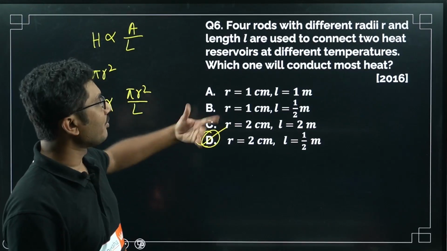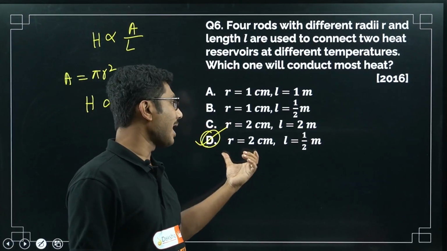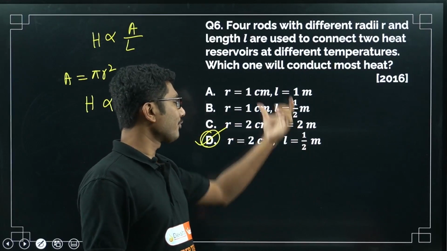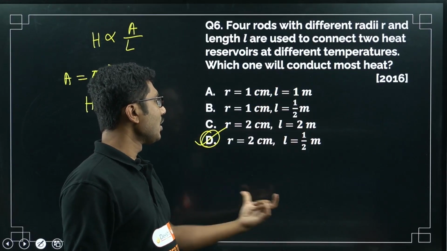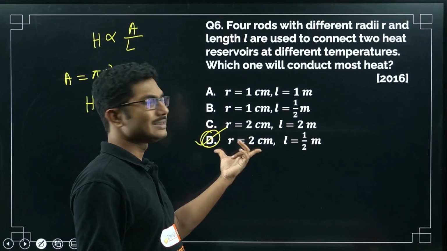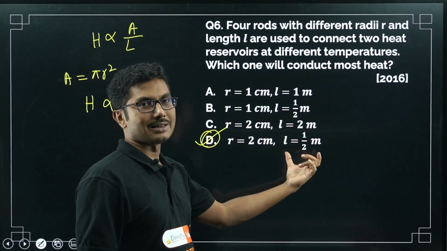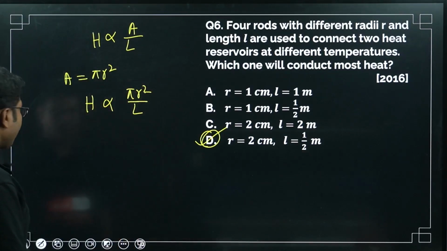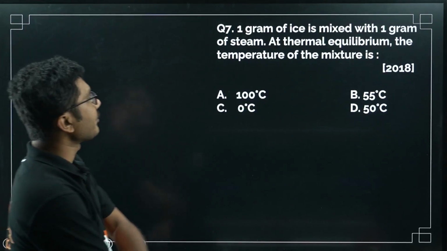Okay, so you have to find the combination for highest R, smallest L. Okay, from this given combination, given values, we see that highest R is this and smallest L is this. So this is the combination. Okay, easy question, straightforward question.